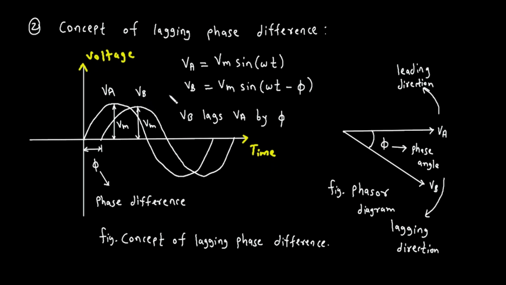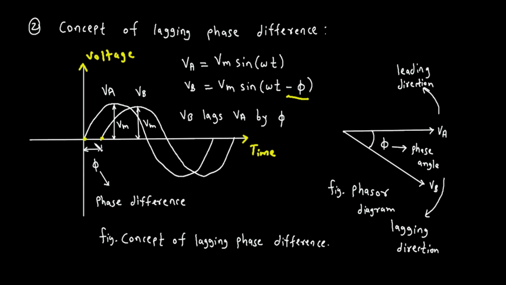Let's look at the equations. The equation for our reference wave, V sub A, is exactly the same as before, V sub A equals V sub M times the sine of omega t. It's our baseline. Now, look at the equation for V sub B. It reads, V sub B equals V sub M times the sine of omega t minus phi. The key difference here is the minus phi. What does minus phi mean? It means that the wave V sub B is shifted to the right on the time axis. In other words, wave V sub B starts its cycle later than wave A.